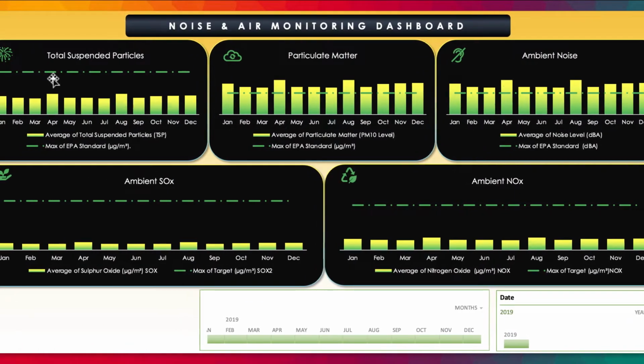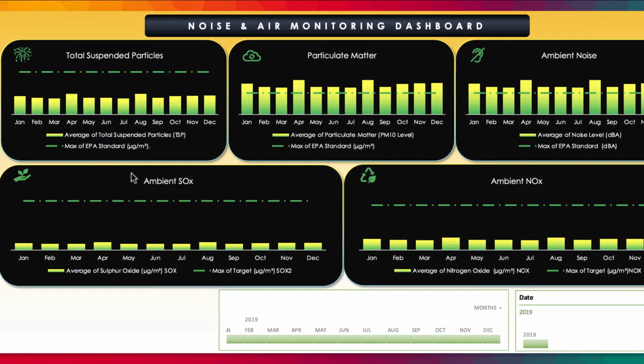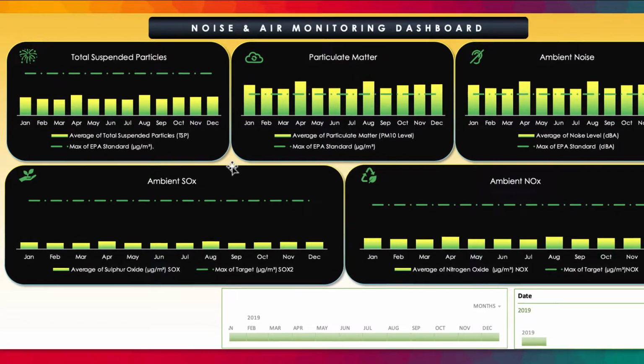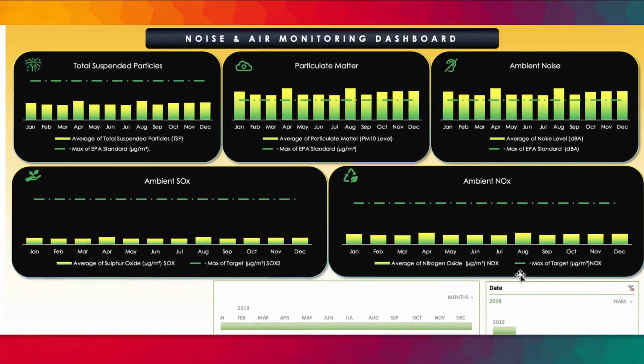So we have the total suspended particulate matter, ambient noise, ambient sulfur oxide, and nitrogen oxide. This is to ensure that the quality of air is suitable at the workplace and is good for human existence, basically, because you're not supposed to go beyond the permissible exposure limits.